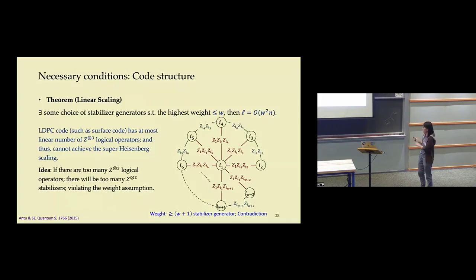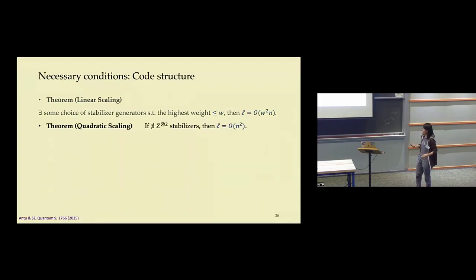And so using this type of technique, you can show that you can no longer go beyond the linear scaling if the highest weight is a constant. Another result corresponds to what we must do to go beyond the quadratic scaling: if we don't have any Z2 type of stabilizer, we cannot have anything beyond the quadratic scaling.